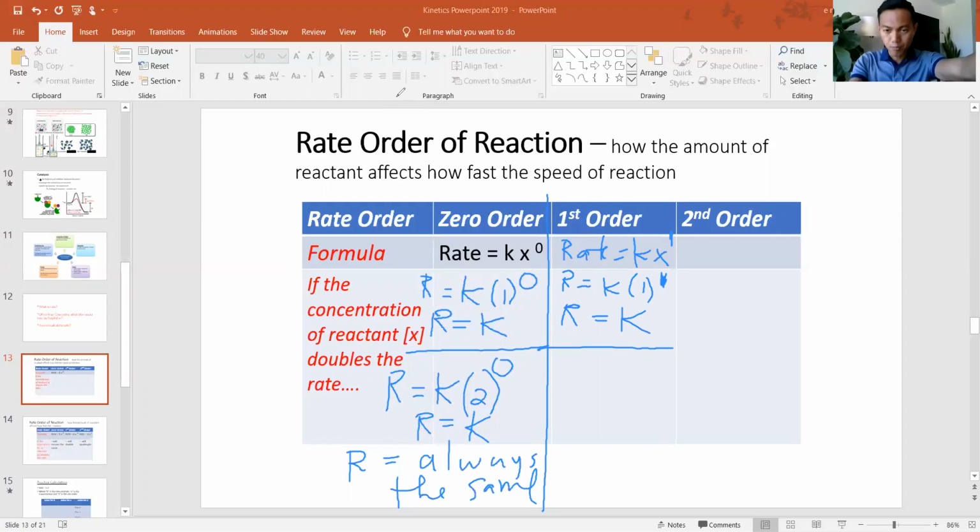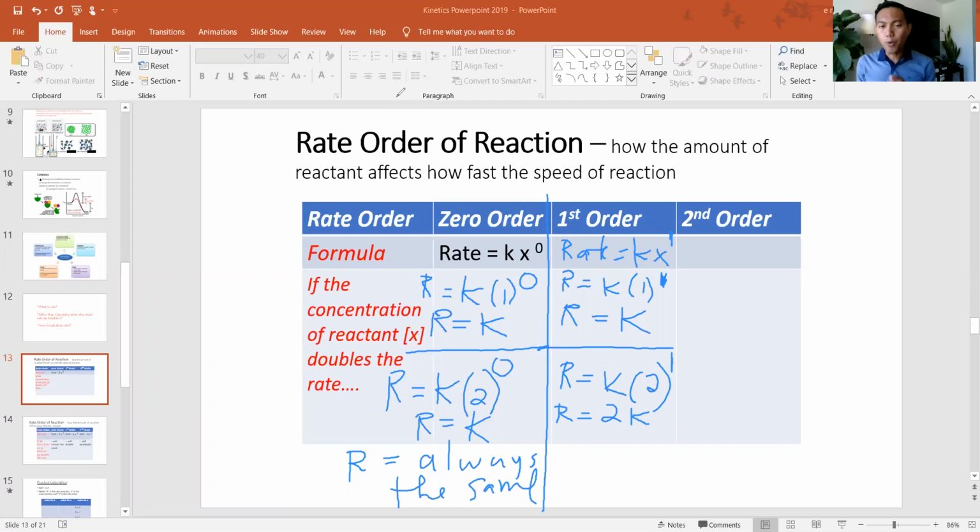Now let's try the second portion of this scenario, because it says again on the left, if the concentration is doubled, what will happen to the rate? How would the speed of the reaction be affected? Let's try that. R is equal to K times 2 to the first power. All I did is double the X value of our reactant, and 2 to the first power is 2. So this is R is equal to 2K.